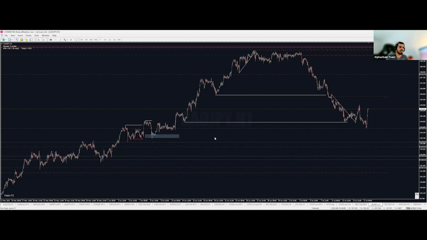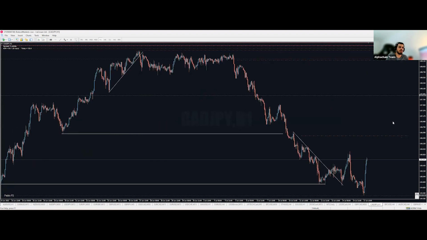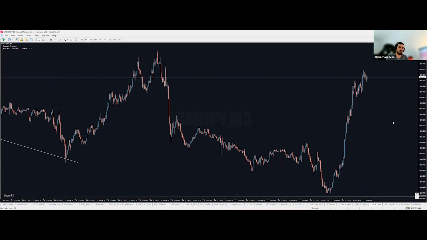This work can be done over the weekend when you're doing your higher time frame analysis, to see where the best opportunities are and which ones to try to take advantage of.